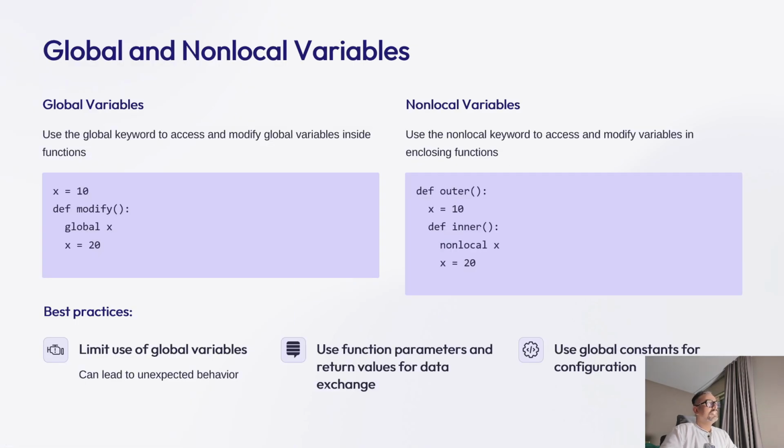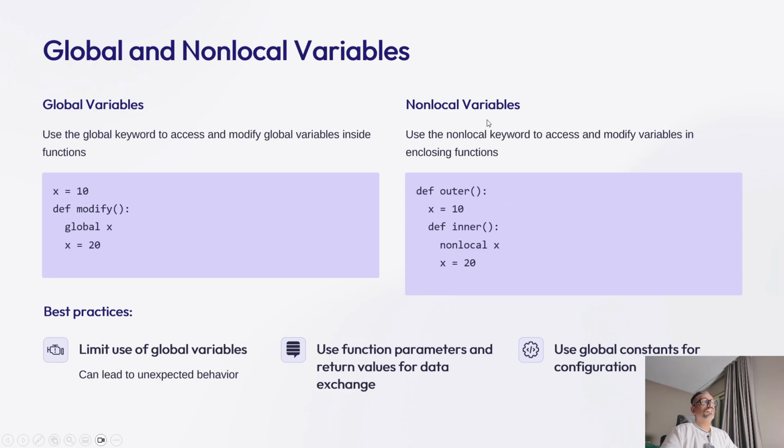Now, let's understand the global and non-local variables. Global we have already seen. If you see the example on the left hand side, x is equal to 10. I have defined this globally, it is not inside any function. And when I define a function, define modify, inside that, if I have to modify this global variable, I have to use a global keyword. So that is how you use a global keyword to modify the global variable that you have declared.